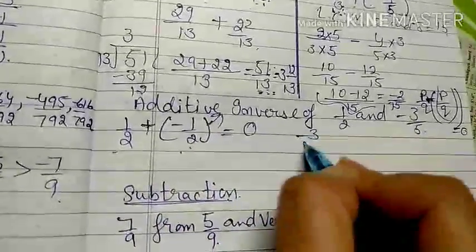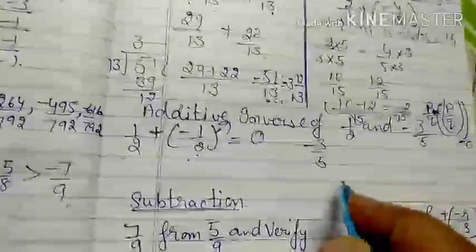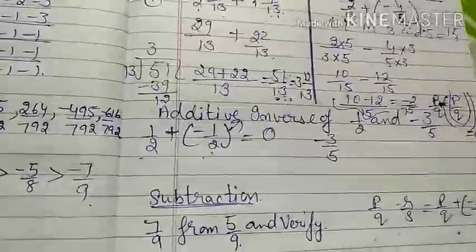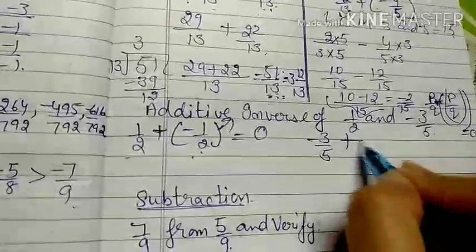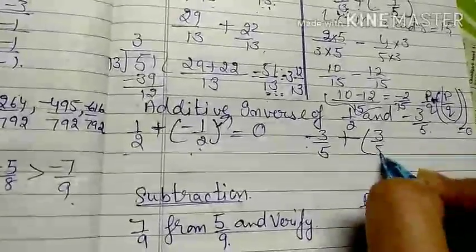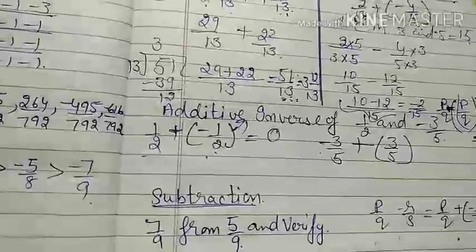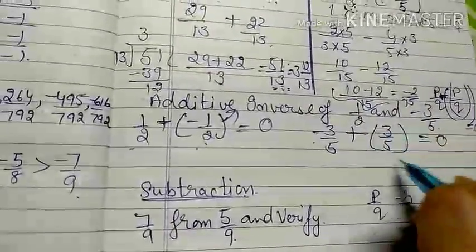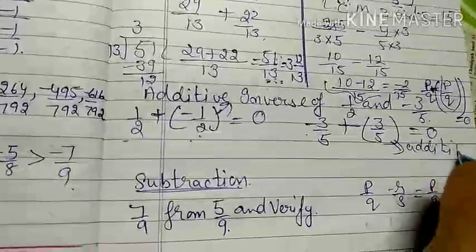Similarly, what is the additive inverse of minus 3 by 5? Whatever number is there and whatever sign is available, you change the sign, but the number should not be changed. That is what you have to add. Like here, if there is a negative sign, we change the sign of the same number and add it to the same number. So you will get the answer 0. That number we call the additive inverse.